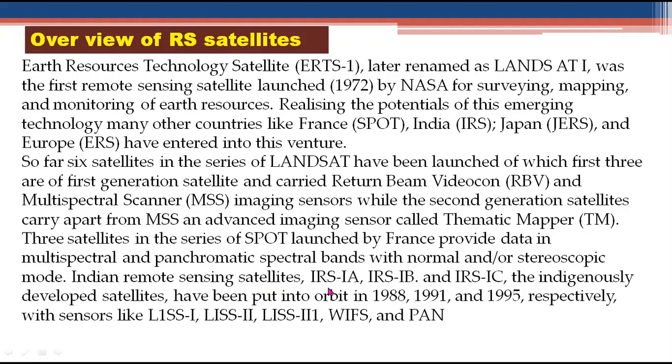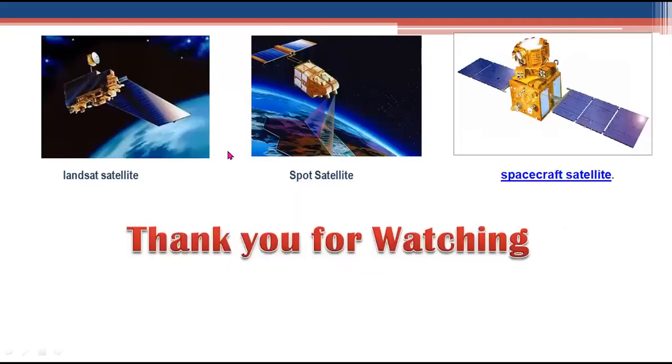Indian remote sensing satellites IRS-1A, IRS-1B, and IRS-1C, the indigenously developed satellites, have been put into orbit in 1988, 1991, and 1995, respectively, with sensors like LISS-1, LISS-2, LISS-3, WiFS, and PAN. So you can see now the different countries are involved in launching satellites to observe the Earth as a whole or different characters. So these are the satellites: Landsat satellite, SPOT satellite, and other spacecraft satellites.